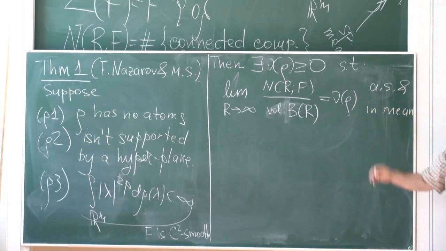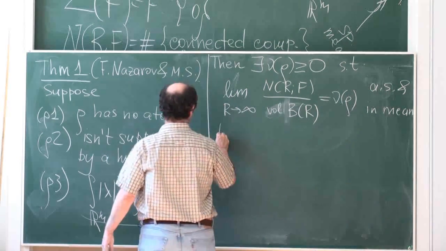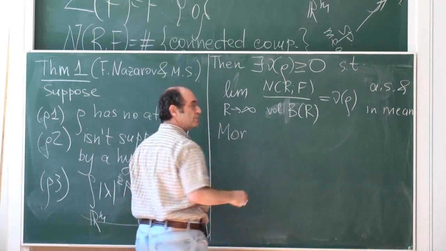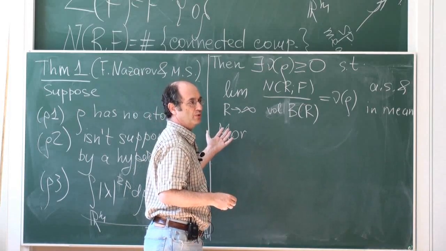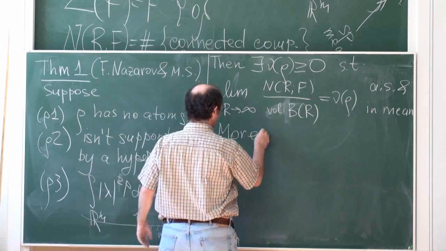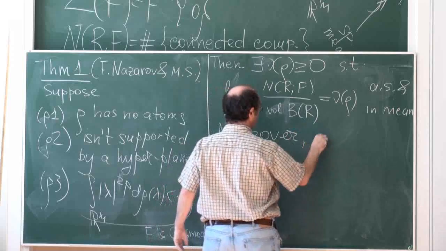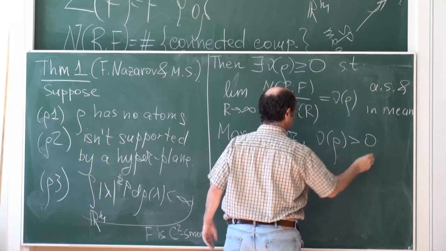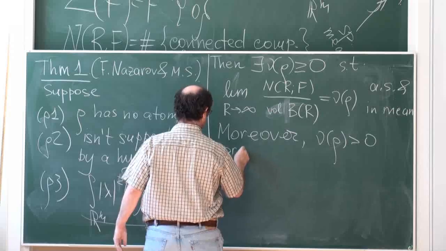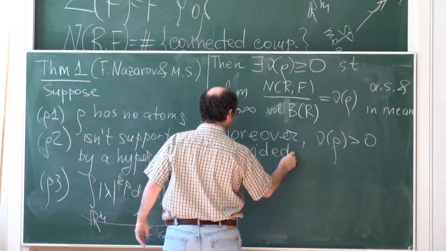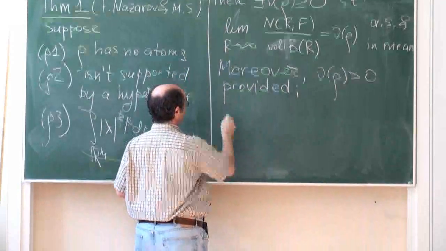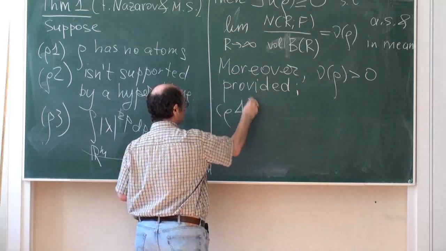This is good, but it's not satisfactory because it says that there exists a limit which is non-negative, but we want to be sure that it is positive. So, moreover, probably the most intricate things are lower bounds here. Moreover, nu of rho is positive provided the following condition, which looks strange, but I will explain it right now.